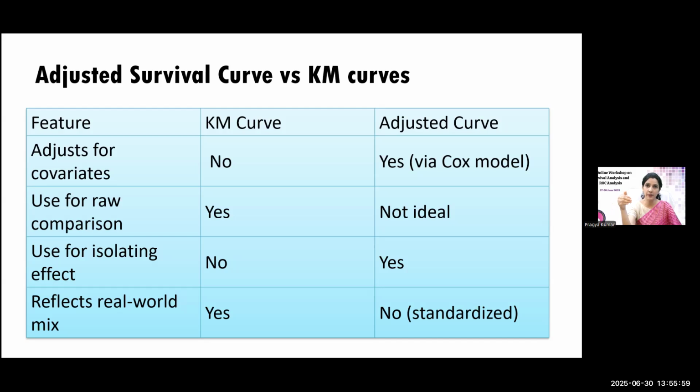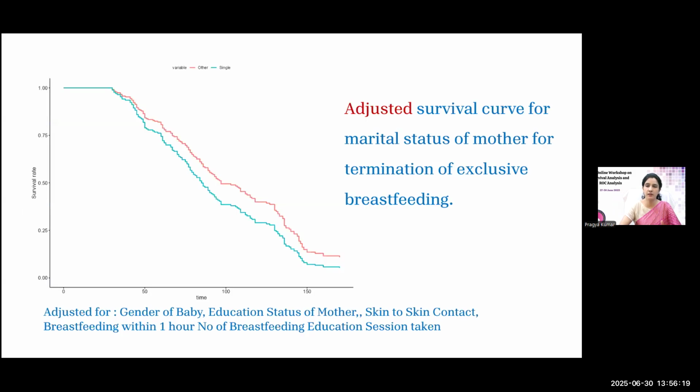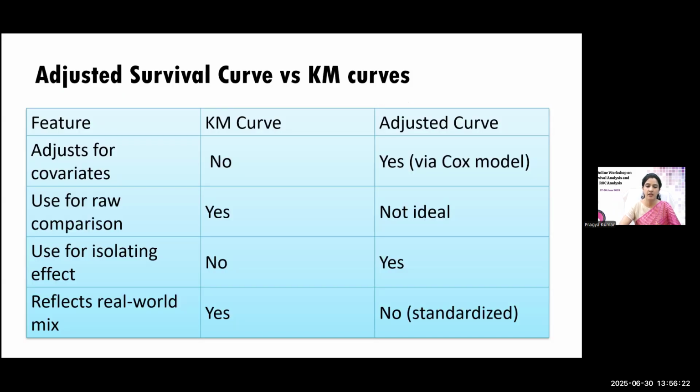Again, in case of Kaplan-Meier, you cannot see the isolated effect of one variable, because you can enter only one variable at a time. But in case of the adjusted curve, you can have the isolated effect of one variable. The adjusted curve gives you a real-world mix, and that real-world mix will be given by your adjusted curve, not the Kaplan-Meier, because Kaplan-Meier is not standardized.